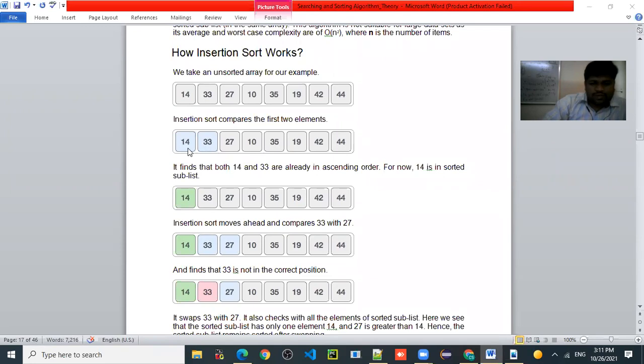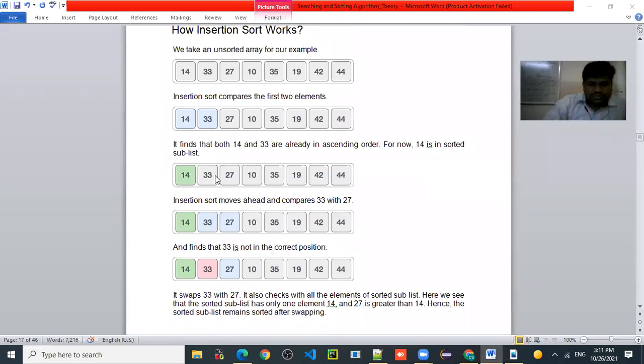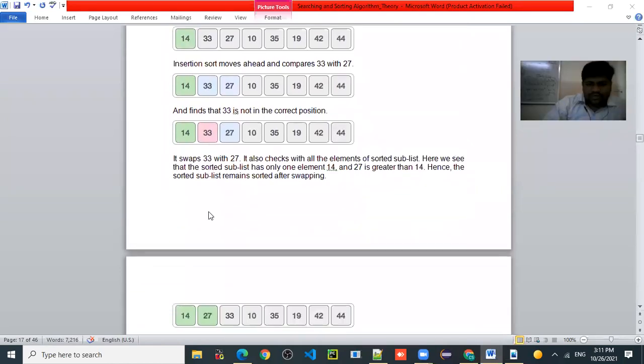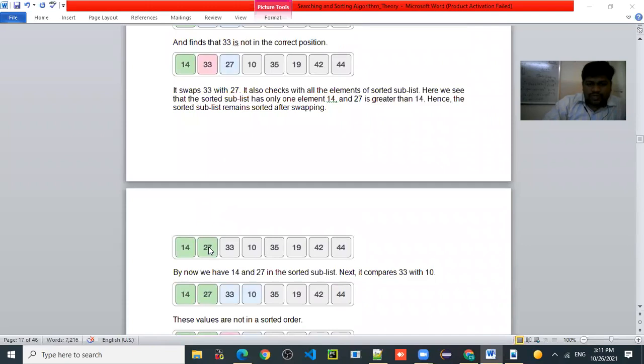14 and 33 are compared, right? So who is the smallest here? 14, right? So 14 will be kept as it is. After that, compare the next two, 33 and 27. Who is the smallest here? 27. So we need to apply the swapping. We swap so that 27 comes before 33. So 14 and 27 will be stored in a sublist. This is called a sorted sublist on the left side.